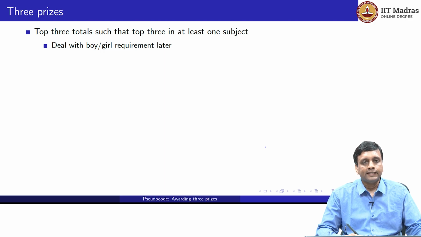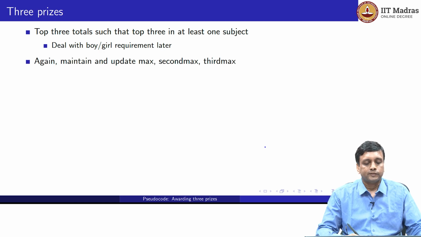We also have a gender criterion, but the gender criterion is hard to maintain because until we find the overall top 3 marks, we really don't know who's going to be the final 3. So we can't really keep track of the boys and the girls in this list until we compute the top 3. So we will postpone this issue about boys and girls till the end when we compute the top 3, and if it is not correct, we will figure out how to fix it. So right now what we want to do is find the top 3 totals which are also subject toppers.